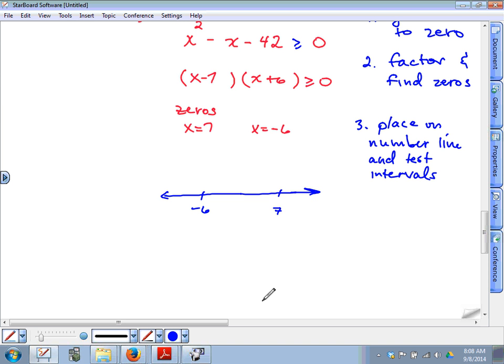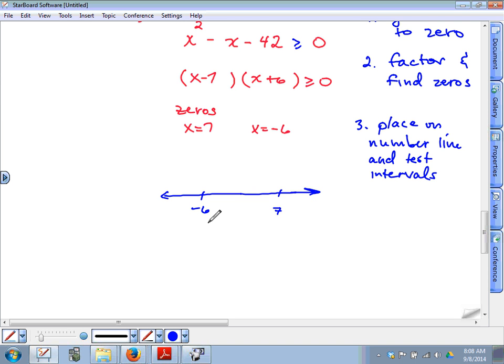Now here's what I mean by test intervals. If I have 2 points on a number line, how many intervals does that break the number line into? If I've got 2 points, how many intervals are there? 3. There are 3 intervals, right? There's the interval to the left of negative 6. There's the interval between negative 6 and 7. And the interval to the right of positive 7. You guys seeing that? So what you need to do is test each interval for its sign.